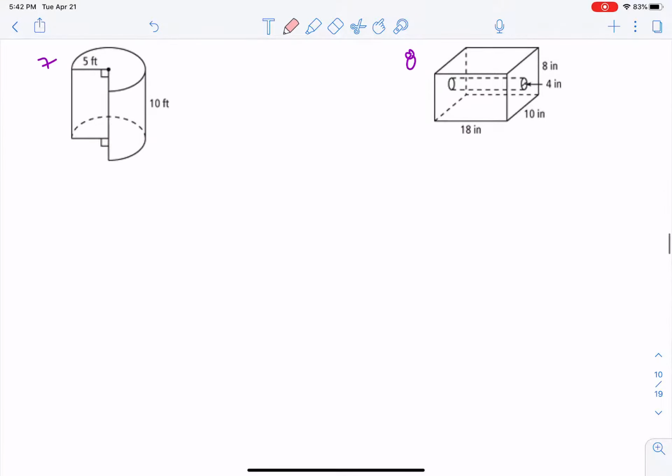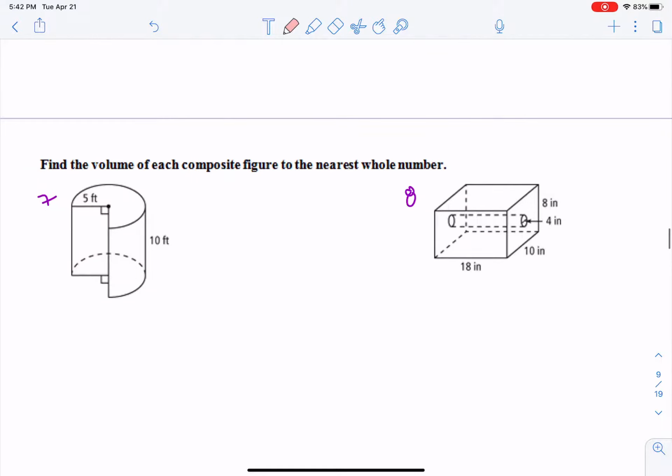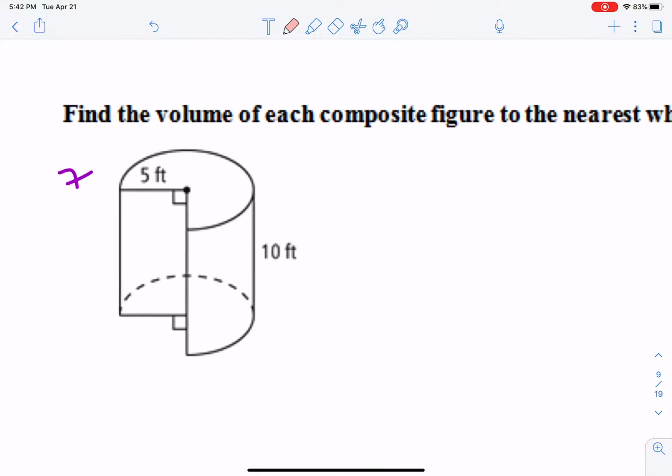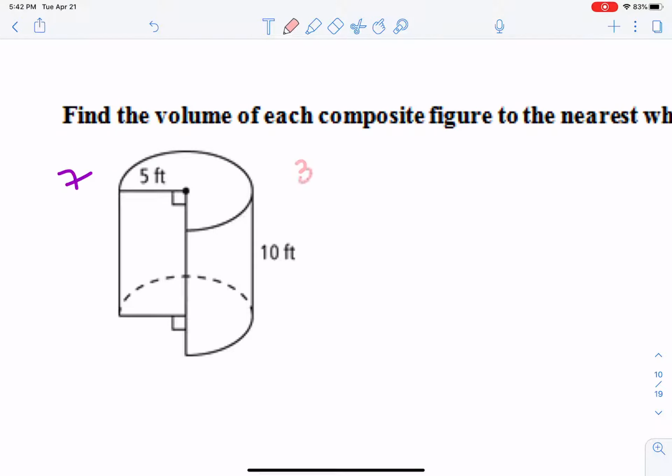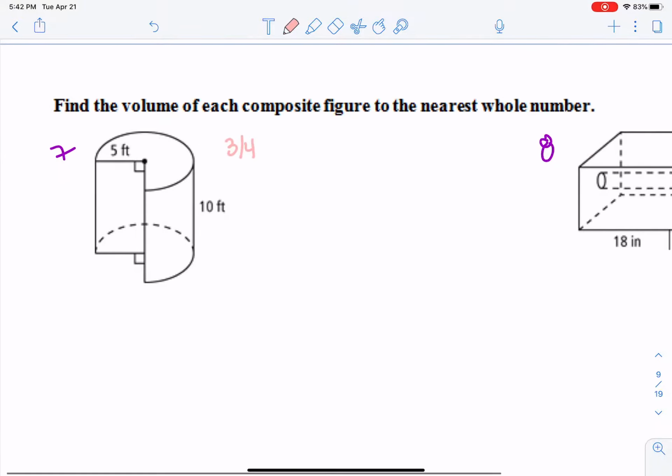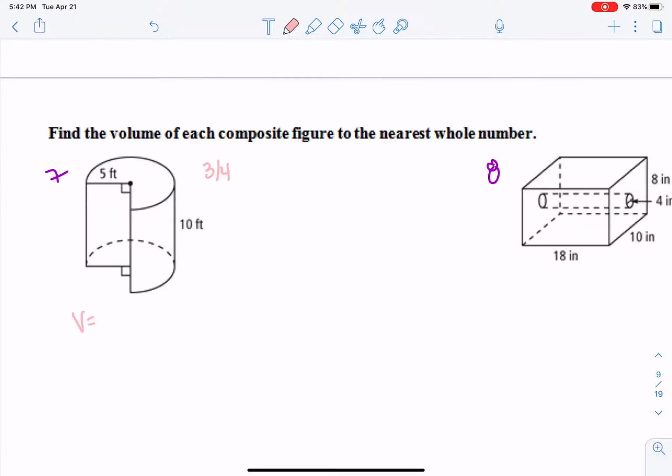Okay, I'm going to do these last 3 because they're a little bit trickier. This one is like a cylinder, but it's only 3/4 of the cylinder. So I'm going to find the volume of the cylinder, which is, again, the area of the base times the height. And that base is only 3/4 of a circle. So I'm going to take pi r squared, but I'm going to multiply it by 3/4. And then again times the height.